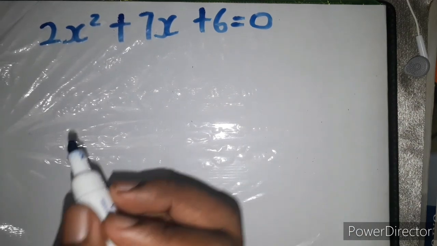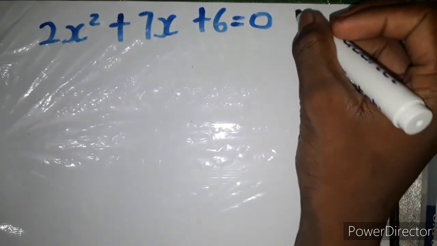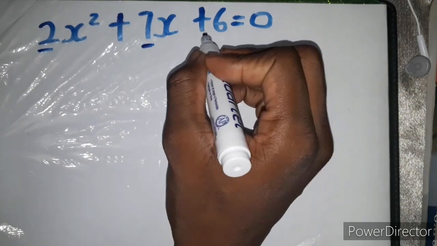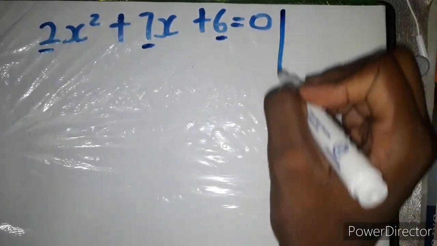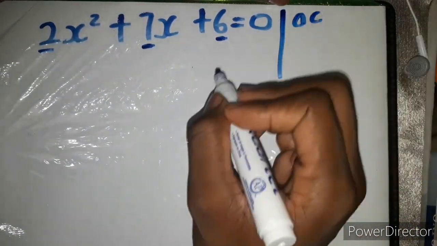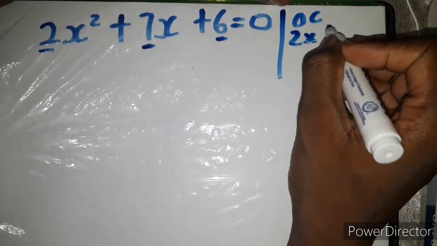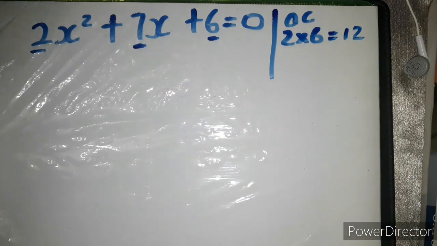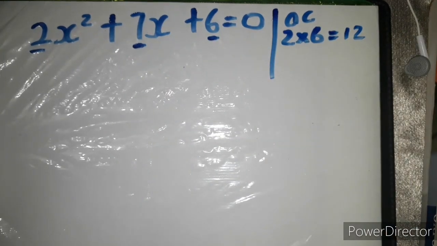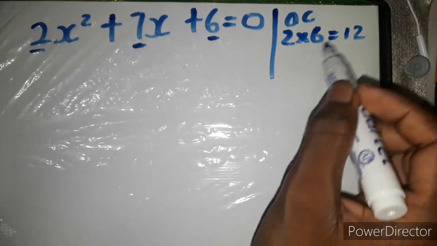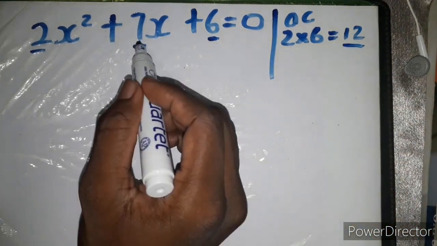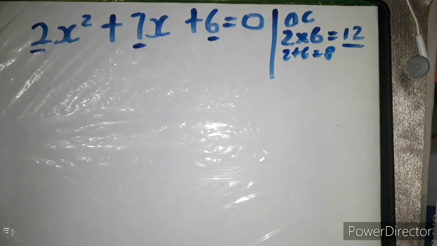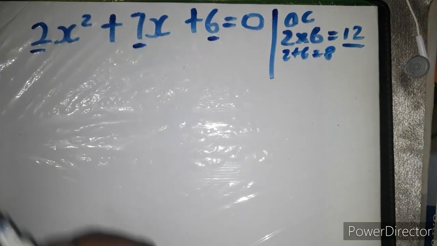And we know the AC method is basically, this is in the general form. A will be this, B will be this, and C will be this. So the AC method, which will be A times C, will be 2 times 6, which will give you 12. And we said with the AC method, we want to find 2 numbers that multiply to get 12, and add to get 7. So 2 plus 6, that will give you 8. So we can't use that. So we got to find 2 other numbers.